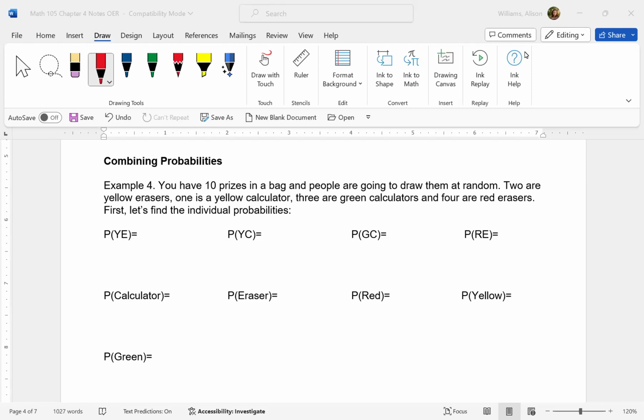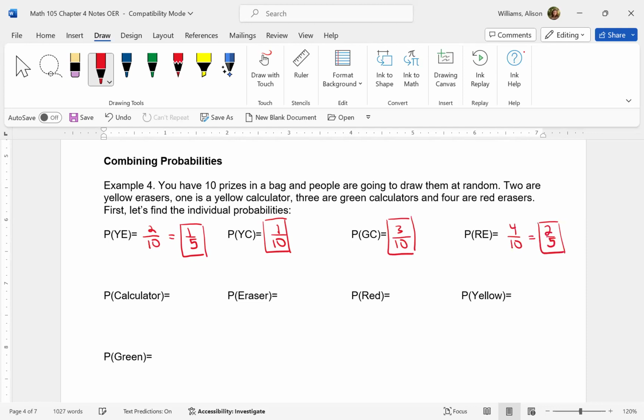Okay, so let's find the probability of YE, which is going to be yellow eraser. Since there are two yellow erasers out of 10 total, that'll be 2 out of 10. I'll go ahead and reduce that to 1/5, and I'll leave those in fraction form for right now. Yellow calculator. There's only one yellow calculator out of 10, and that doesn't reduce, so leave that alone. Three green calculators. Doesn't reduce. And then there are four red erasers. That does reduce to 2/5.